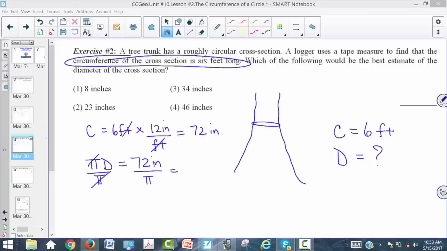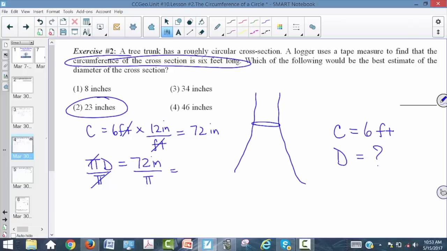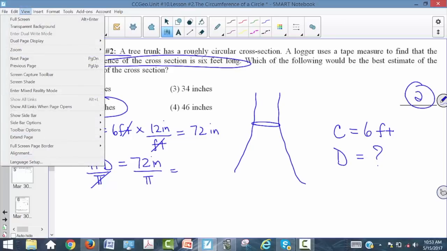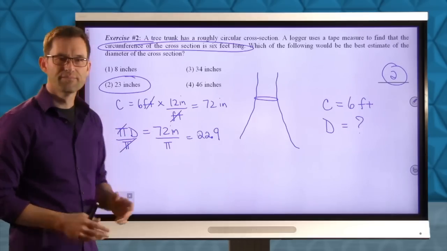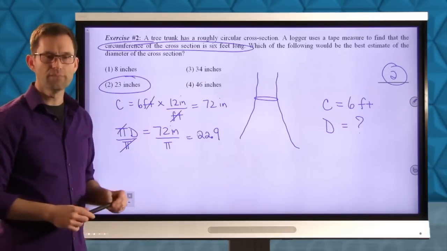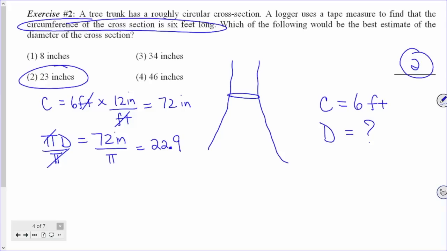Let's go back into it. Looks like that's pretty close to 23 inches. Choice 2. Or at least that was supposed to be a 2. All right? 23 inches. It was 22.9, etc. over there on the calculator, but the closest one is 23. All right? Take a look, copy down anything you need to, and then let's keep moving on.